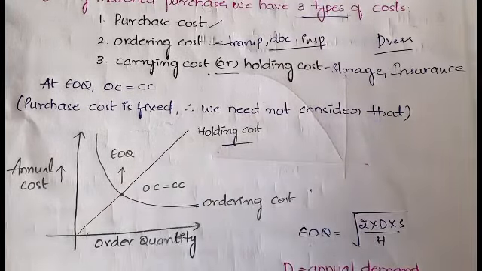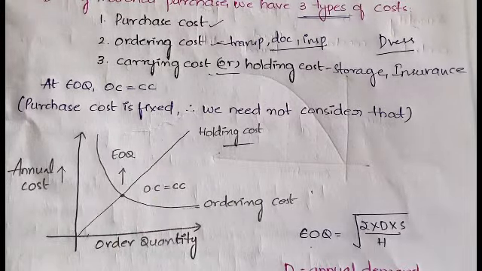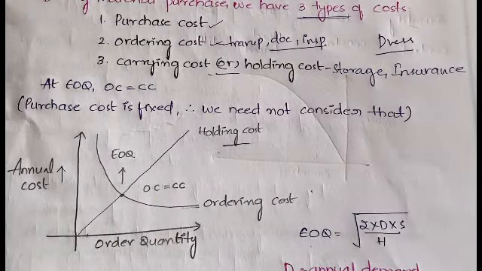See, individually minimum is not important for us. Both of them together should be minimum at a point, and that point is called EOQ. Okay, done. So I think you're clear about this.